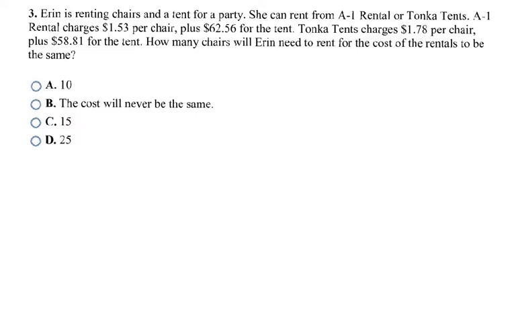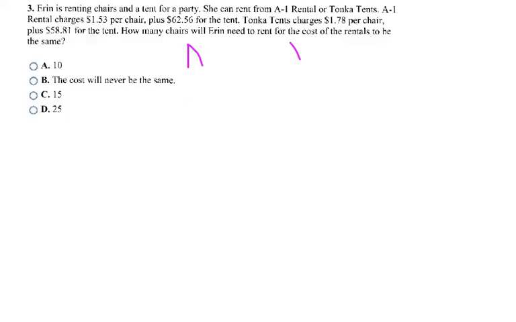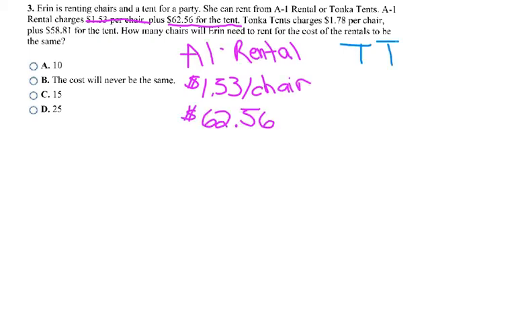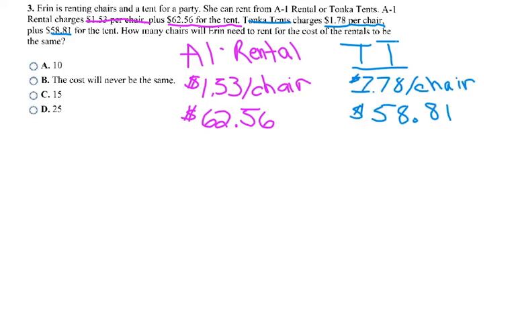So first up, let's go ahead and write down what we know for each company. So for A1 Rental, we know that they charge $1.53 per chair and $62.56 for the tent. And then for Tonka Tents, which I abbreviated TT, we know that they charge $1.78 per chair and $58.81 for the tent. So first, let's write an expression for A1 Rental.